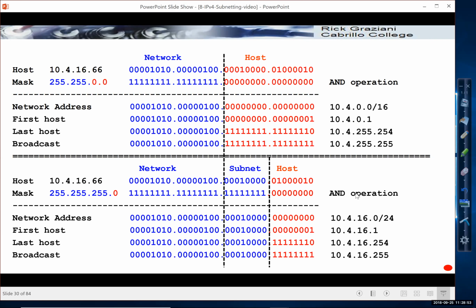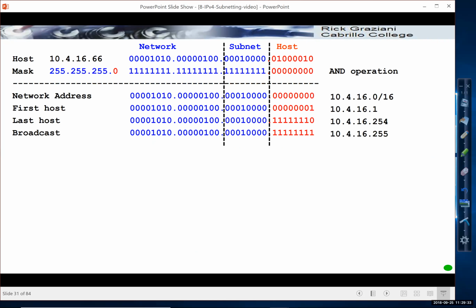So now our host belongs to not the 10.4.0.0/16 network, but now that we've subnetted and changed the device's mask to a /24, it now belongs to the 10.4.16.0/24 subnet. The first host in this subnet is 10.4.16.1, the last host 10.4.16.254, and the broadcast 10.4.16.255. And we can see that our host at 10.4.16.66 is in that range between 1 and 254.